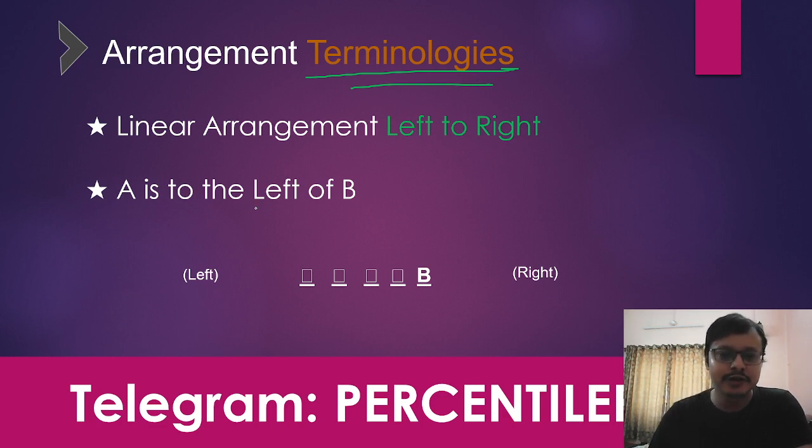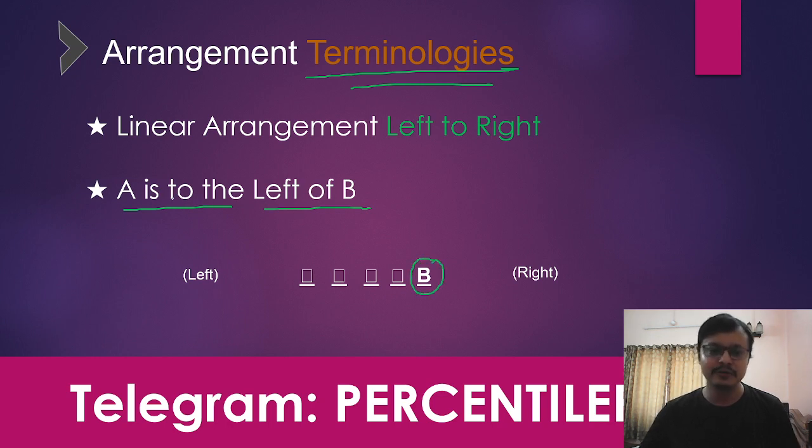So often you get a clue like this, A is to the left of B. Whenever we get a clue like this, we tend to make a very common mistake. What is that? So let's say B is seated here. Whenever we get this clue, A is to the left of B, we usually put A in this position. But this is actually an incorrect assumption. Why? Because A is to the left of B need not mean A is immediate left of B.